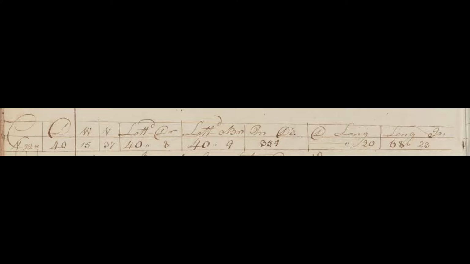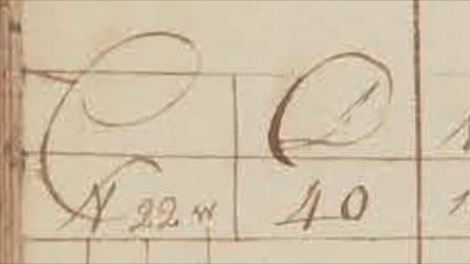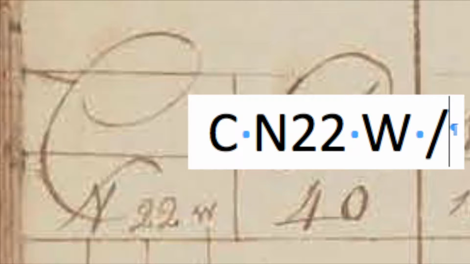When I enter the table data, I do it in this fashion. I enter the information from the header row, followed immediately by the information from the data row, separating each column with a delimiter. I use a slash, but you can use whatever you like. So for example, the information from the first column would be written as the letter C, followed by a space, followed by the letter N, the numerals 22, and the letter W, followed by a slash.